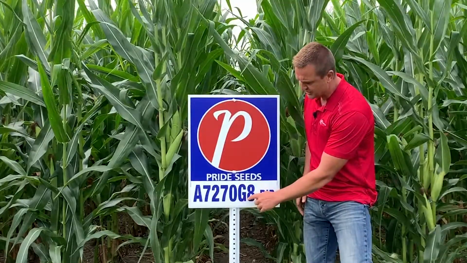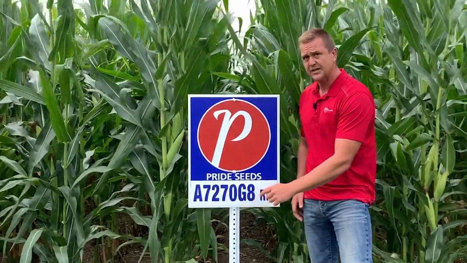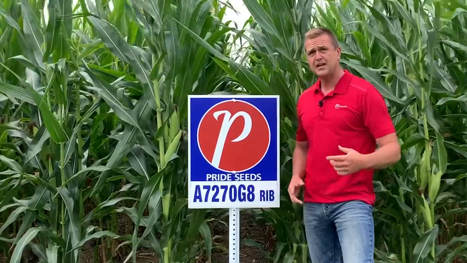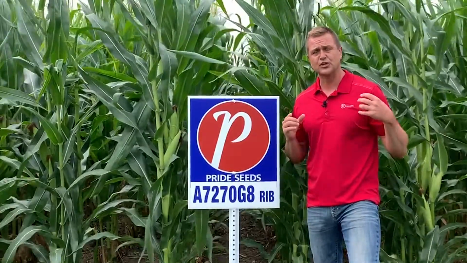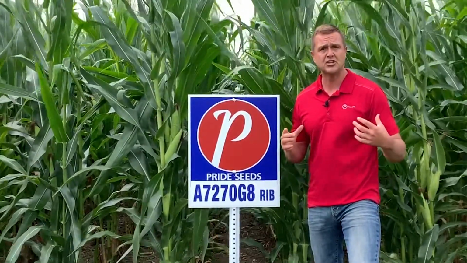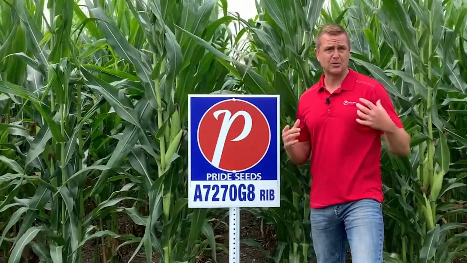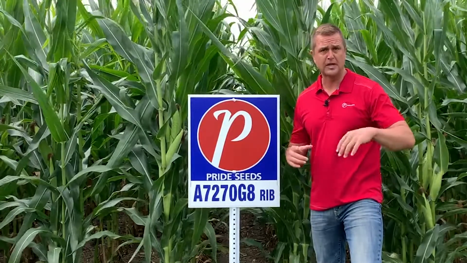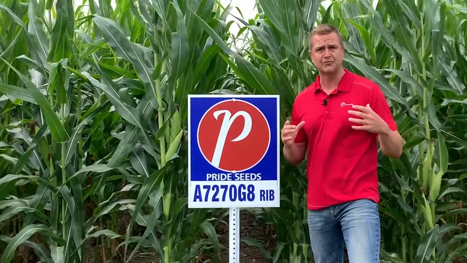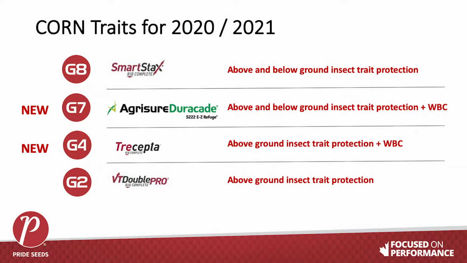And then the last digits, the G and the 8. We'll focus first on the G. Basically, that stands for genetic traits. And how many genetic traits? In this case, there are 8, and that is the Smart Stack trait. So there are, below ground and above ground, a total of 8 different genetic traits, and we call it a G8. There's also G2s. Again, there's just 2 genetic traits for the above ground protection.